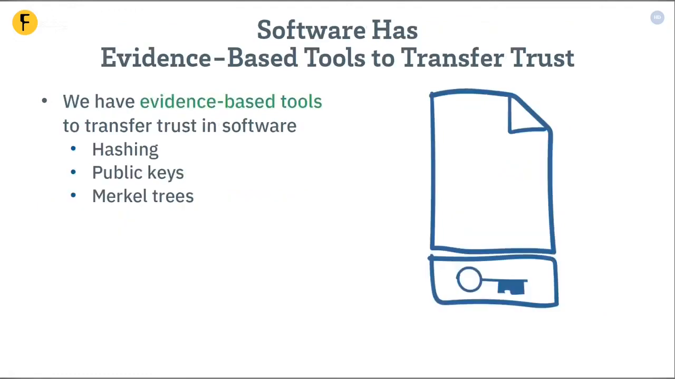The reason why we feel more trustable in this type of software is that they're actually evidence-based tools that we can use to transfer trust between different stages of the development process. So we have things like hashing and public keys and Merkle trees, which is what Git is based off of, to try and transfer trust.